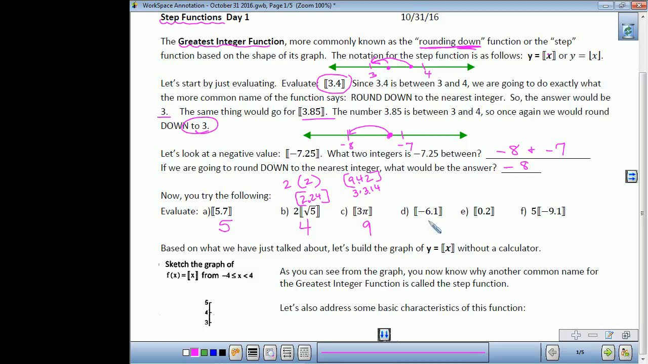It's -7. It's really close to -6, but we have to round it down to the previous integer, which is -7. What's the previous integer for 0.2? 0. What's the previous integer for -9.1? -10. Why would -6.1 not be -6? It has to round down to the previous. So -6.1 would be about right here. If we're rounding down, we have to go that direction.